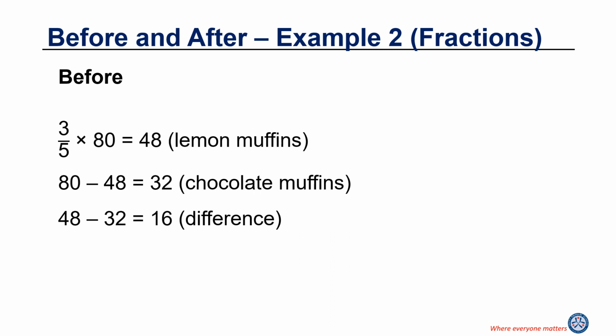There were 80 muffins and 3/5 of the muffins were lemon muffins. So 3/5 of 80 will give us 48. There were 48 lemon muffins. If there were 48 lemon muffins, we take 80 minus 48 to give us 32, and there were 32 chocolate muffins. Now we know that before, there were 48 lemon muffins and 32 chocolate muffins. The difference between the number of muffins is 16.